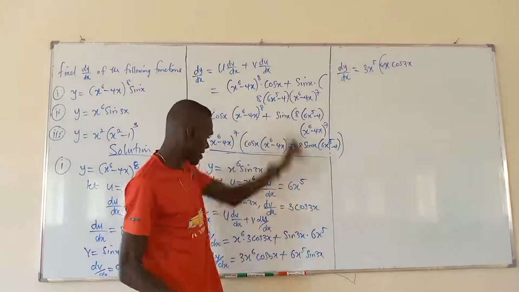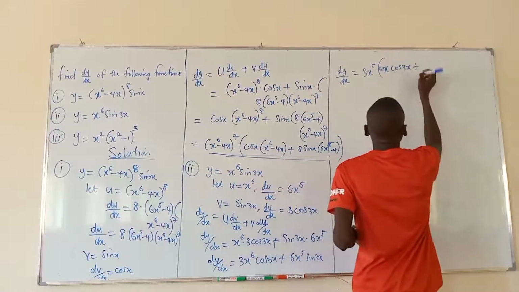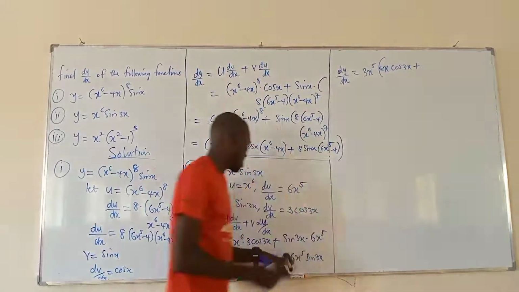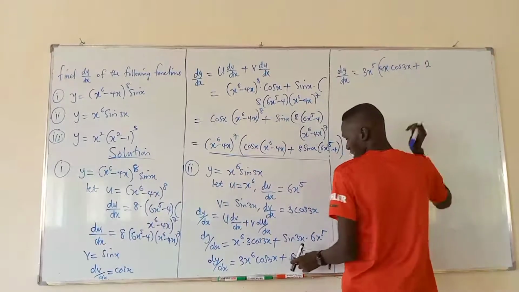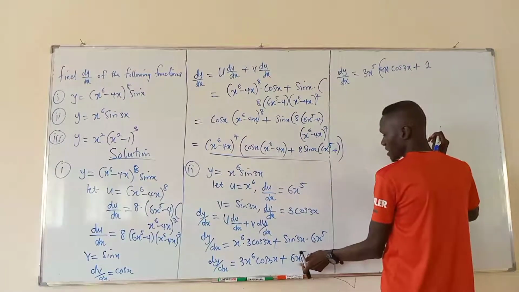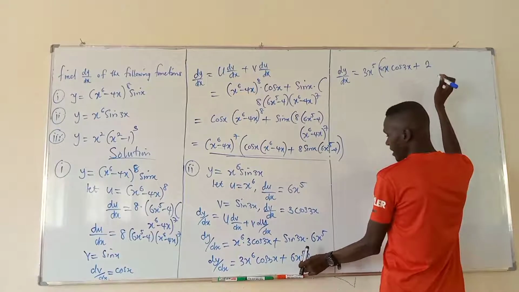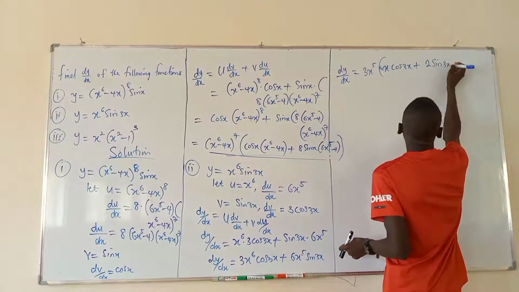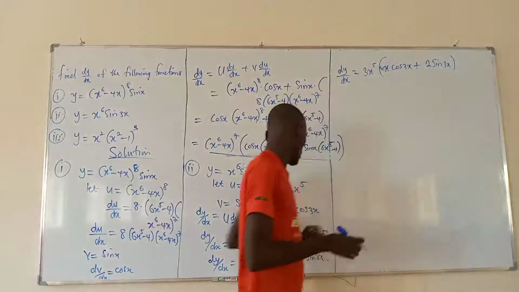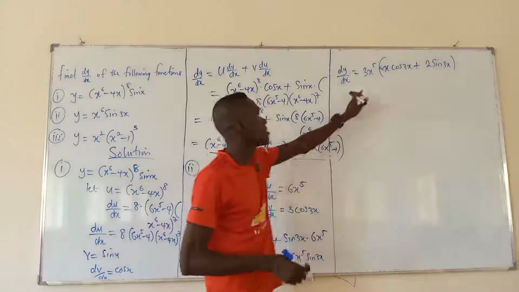So I'm having cos 3x, then plus, I factored out 3 already, so I'll be left with 2 here. So I'll have 2, but I've removed the whole of the x because I said x raised to the power 5 here. So I will not put any x again. I'll just have sine 3x. Now looking at this, in case you are confused of how I factorize, just multiply this back.